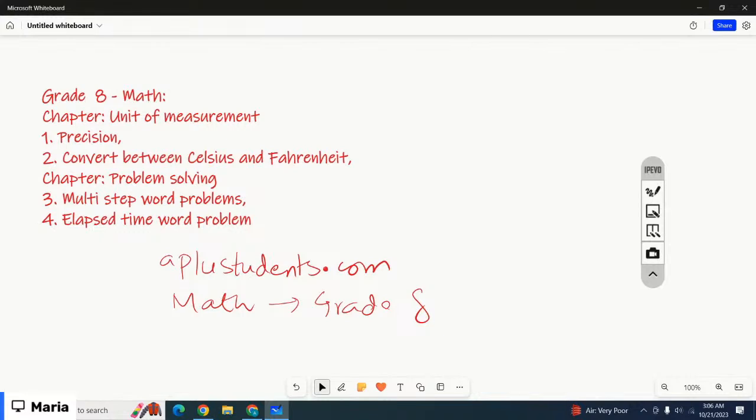So let's start with the lesson precision. We're going to see what precision is. What do you know about precision? Please make sure you have your notebook and pencil so that you can note down the important examples and definitions as well. Precision means how exact a measurement is.